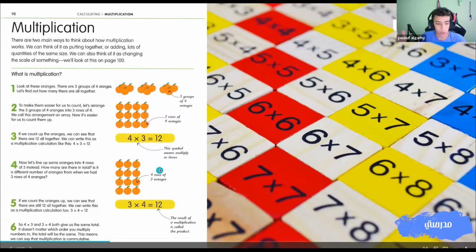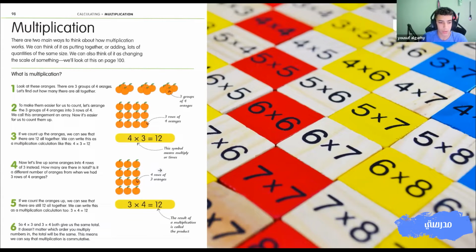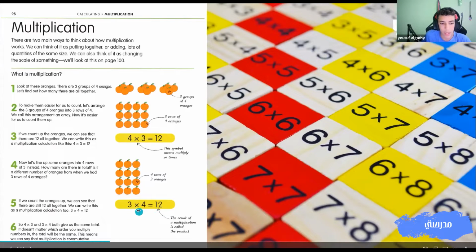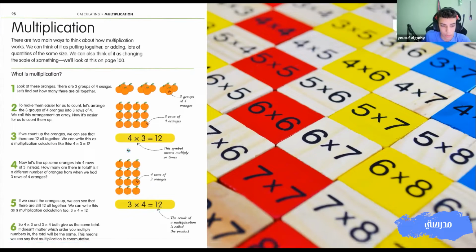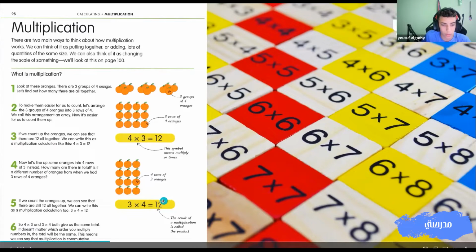We flip the 4 and the 3. So instead of 4 times 3, we have 3 times 4. Does that affect it at all? No. If you have 4 times 3, it will still be the same as the equation 3 times 4. They will both equal 12.